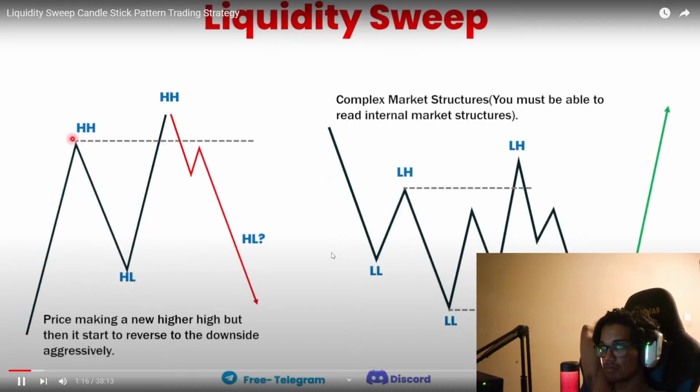We have, let's say, a high around this area, and then we have a higher low, and then we have a higher high here. So in this area is where we will be looking to make some short positions, because after making a new high, price is likely to reverse to the downside. And also sometimes the market can be complex.